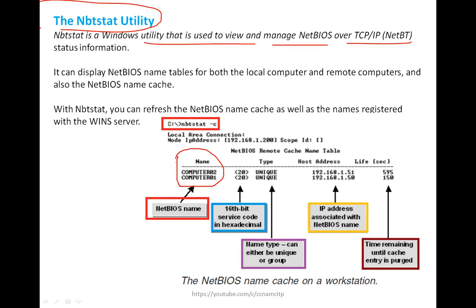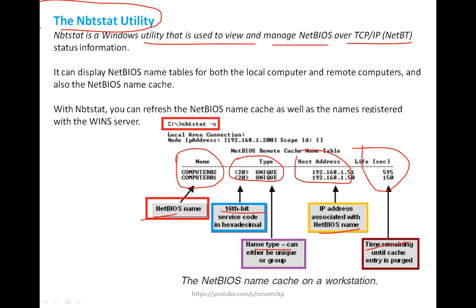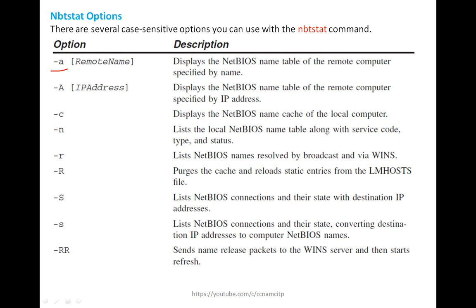Same thing is here. You can see this will provide you the name, again unique, and the IP address, and the life timing, the time remaining until the cache entry is purged, the IP address associated with the NetBIOS name, the 16th bit service code, the NetBIOS name, and the name type, which can either be unique or group. This is how we can use the nbtstat utility. There are certain options like -a, once again capital A, and -c to display the NetBIOS name cache of the local computer. Once again you can read here, guys.